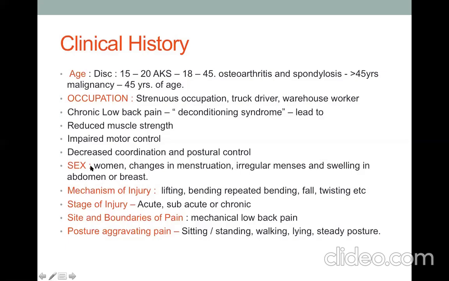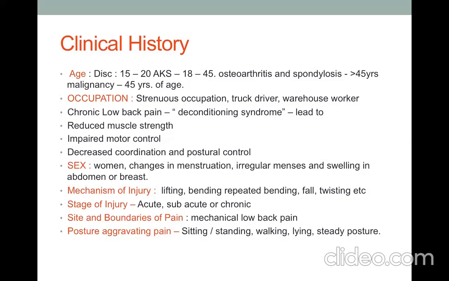Then if you talk about women, changes in the menstruation, irregular menses, and swelling in the abdomen or breast can also sometimes give a referred pain into your lower back. Most of the common causes are lifting, bending, repeated bending, fall, or twist. Stages of injuries, we have discussed: acute, subacute, chronic. The boundaries on the site of the pain, depending upon the mechanical low back pain, I told you to put it in 2 categories: back pain dominant and leg pain dominant, and the posture aggravating pain. The pain gets aggravated while they are sitting or standing or walking or lying or in a steady posture.